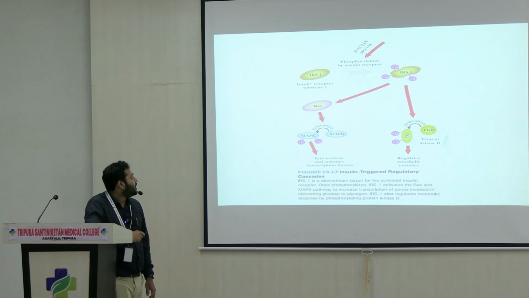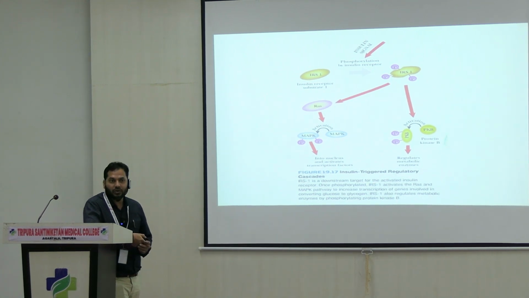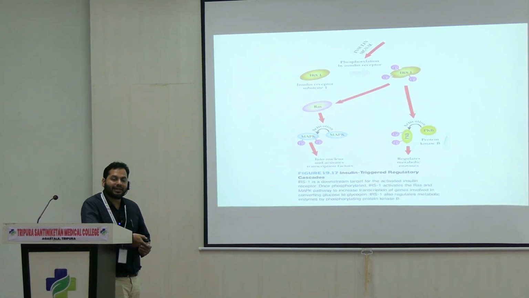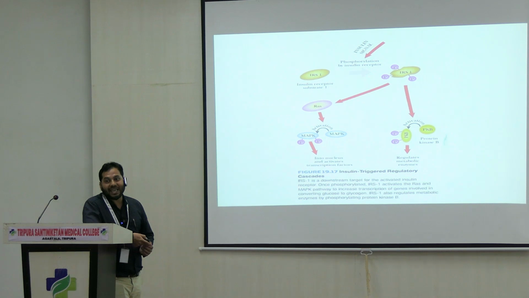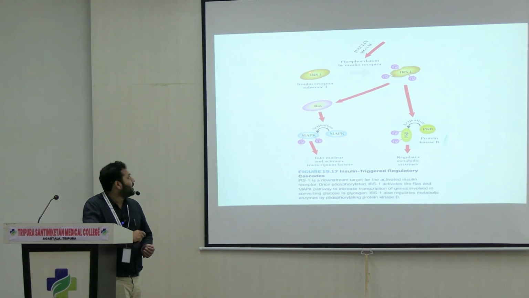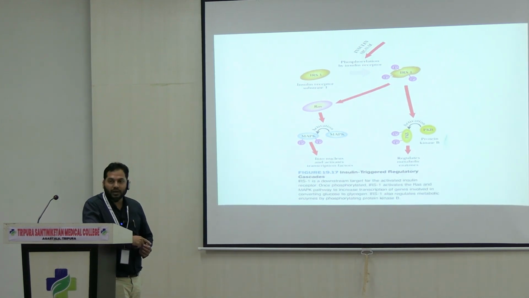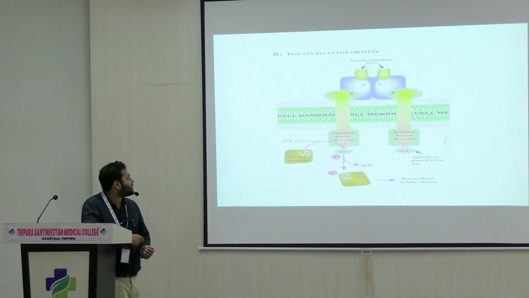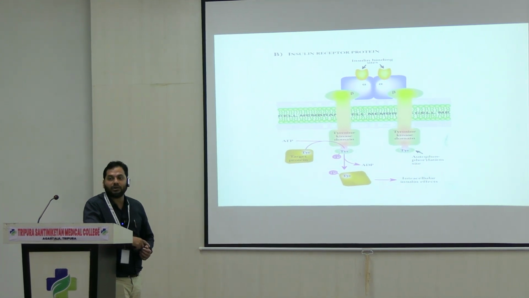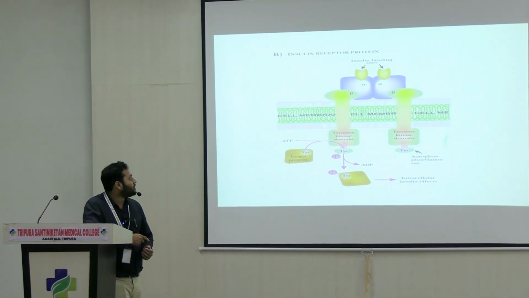It activates the insulin receptor substrate. So, if you see the characteristics of insulin receptor substrate, insulin receptor substrate has some special domain called the SH2 domain. Due to the presence of this SH2 domain in this insulin receptor substrate 1, it increases the affinity towards the tyrosine kinase domain of the receptor. Clear?